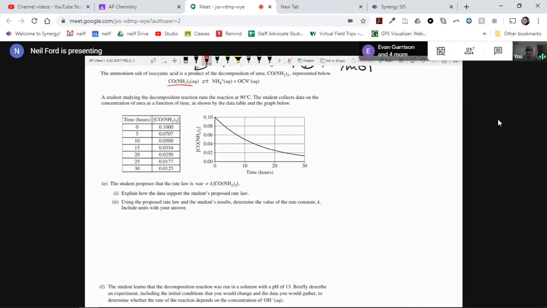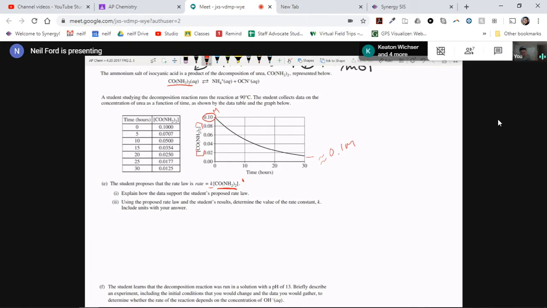So they started at, let's review this, they started at 0.1, and what's the units on that? Molar. Molar, yep. Since I've got brackets, that's got to be in molar. So they start at 0.1. By the end, they're down to approximately 0.1 molar. And the student proposes that the rate law is k times the concentration of urea to the first power. Okay, explain how the data supports the student's proposed rate law.